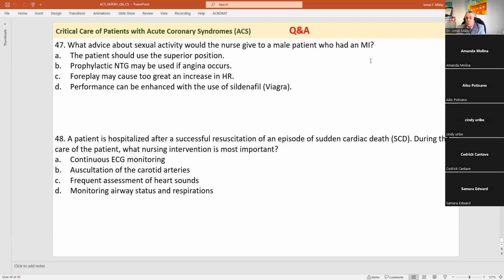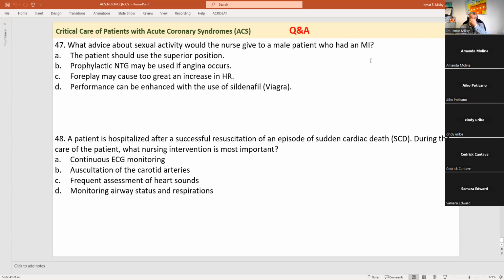47. What advice about sexual activity would the nurse give to a male patient who had an MI? Prophylactic nitroglycerin may be used. Prophylactic, right. B. Yes.